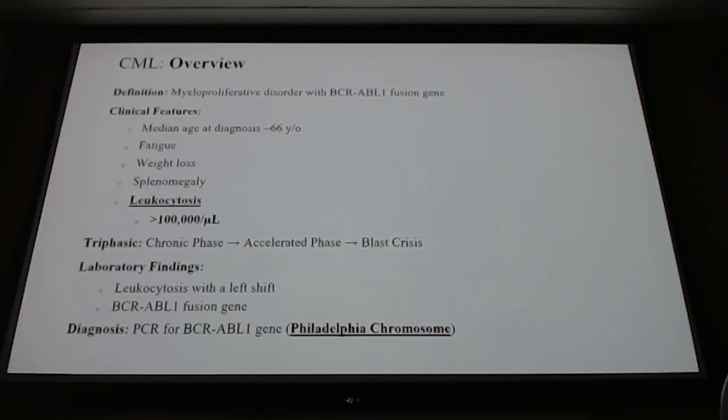Right, if you want to sound smart on rounds, you're going to say, "I see," take your glasses off slowly, "a left shift," right? Instead of saying, "I see increased neutrophils," you're going to say left shift. And then that fusion gene, PCR for this, Philadelphia chromosome. What test are you going to see this on? Any hematology oncology test you ever take, you're going to see it on the PANS.